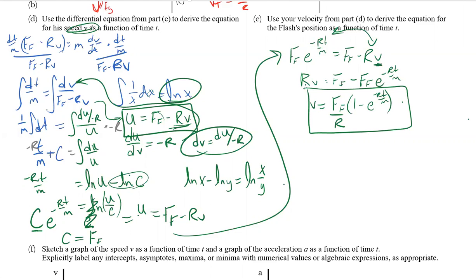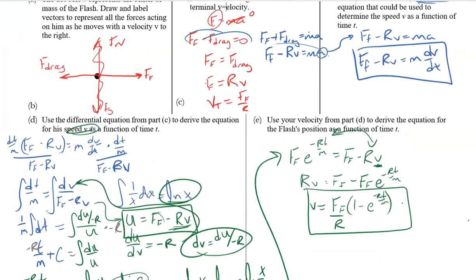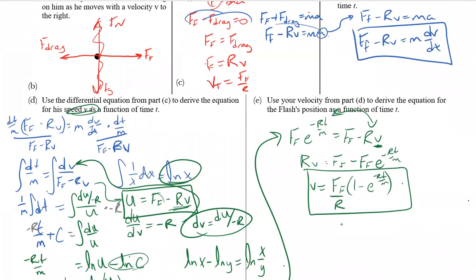Now, there's one more step that you could do. You don't have to do it, but if you are astute, you would notice that this coefficient here is really the same as the terminal velocity. So sometimes you will see this written as the velocity is equal to the terminal velocity times 1 minus e to the negative RT over m.